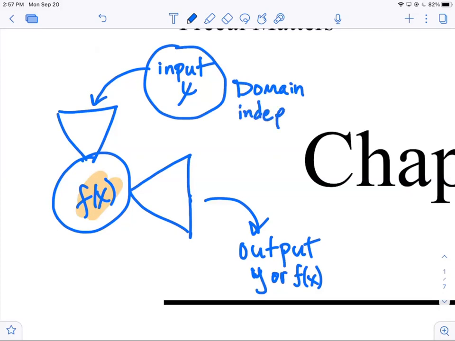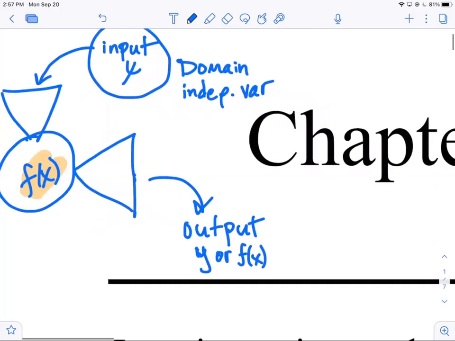Now, we are free to choose anything we want to put into our machine, independently of any other choices. So the input is also called the independent variable. You can choose anything independently to put into your machine. It's your choice, okay? Independent variable. But what you get out will depend on what you put in. So this would be called the dependent variable, right?